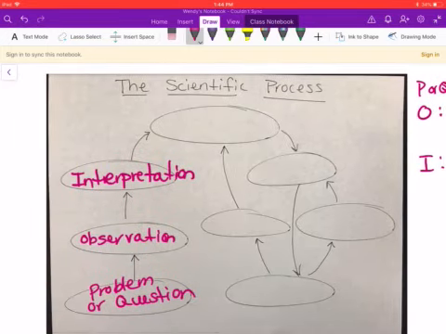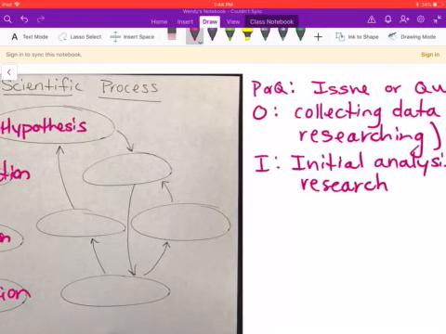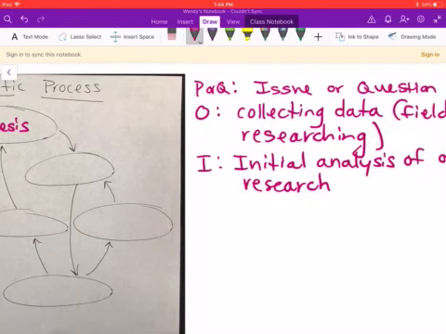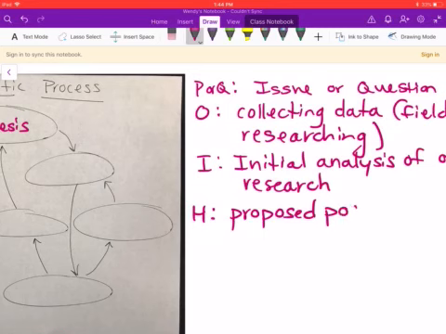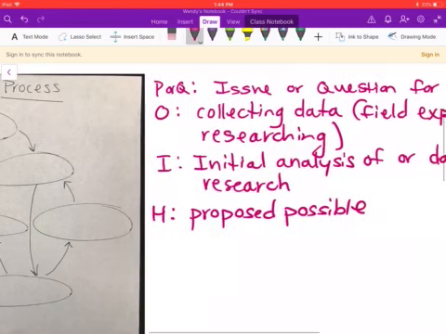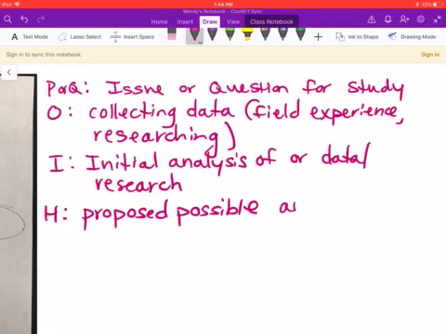Okay. Now, once we have made our observations, we've done our research, we've interpreted our data, then comes the hypothesis. Now, you've probably heard the term hypothesis defined as educated guess all of your life. This is not a guess because you have done research, so it is based on what you have already observed. So for hypothesis, we're going to say it's a proposed, possible answer or solution to our question.